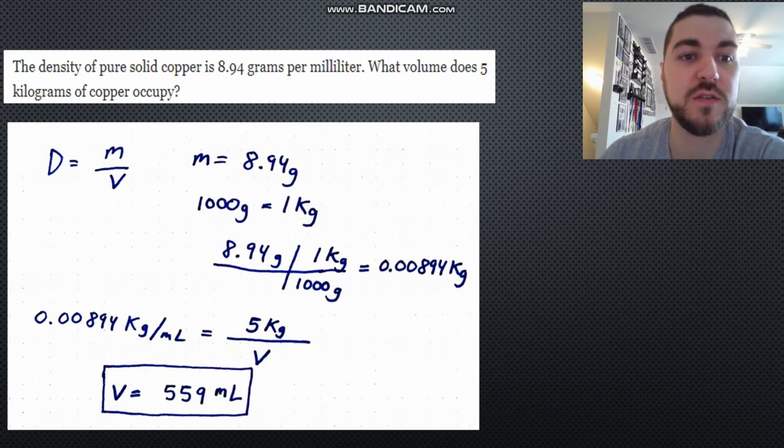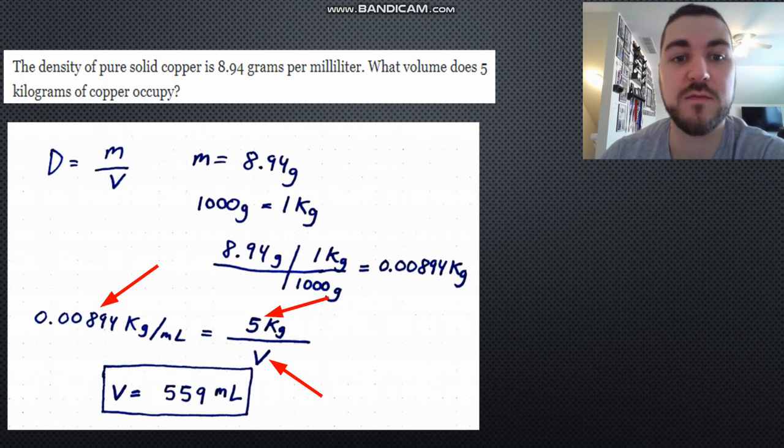Now, once I have these values, I can plug them into the formula. So this is my density, the same density that was given to me, except now it's in kilograms per milliliter. That was the purpose of that previous step. So I've got my density, and then I plugged in my 5 kilograms, and the whole purpose of this problem was to solve for V, or solve for volume. How many milliliters would this take up?